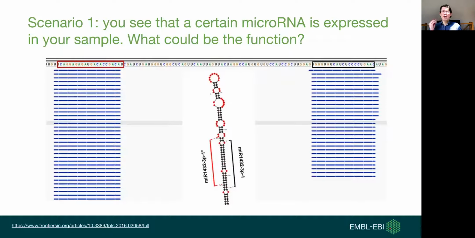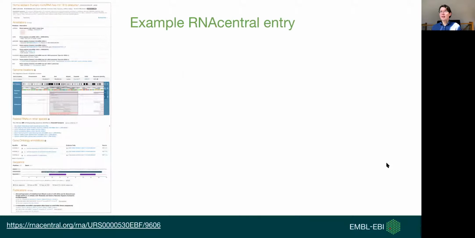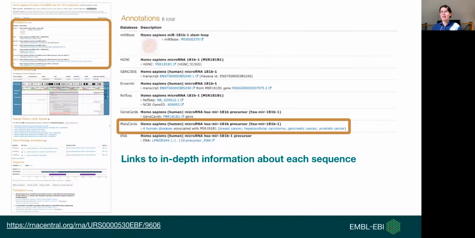For example, imagine that you are looking at your RNA-seq data and you see that a certain microRNA is expressed. How can you find out what that means? What's the biological significance of that? One way to do that is to navigate to RNA-Central, find that RNA, and examine all the information that's known about it. So let's take a look at the example microRNA page in RNA-Central.